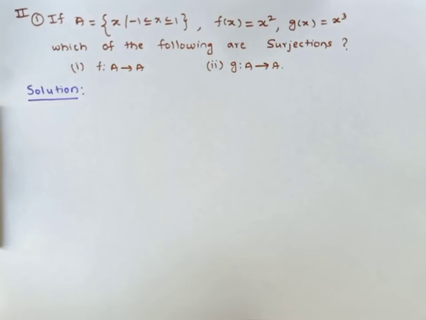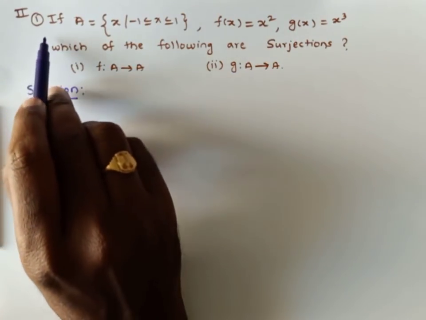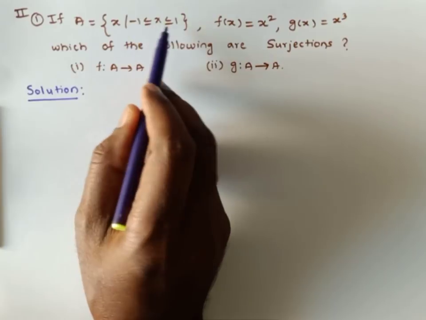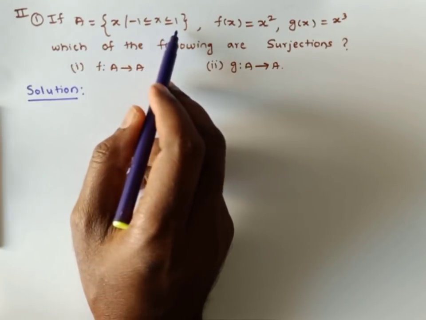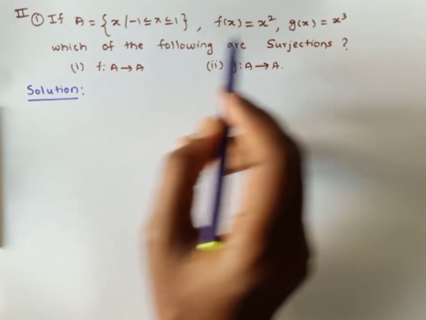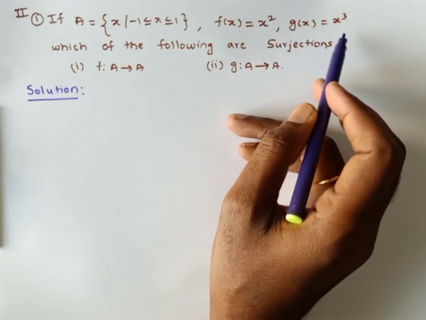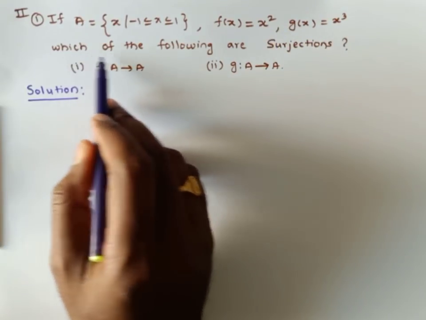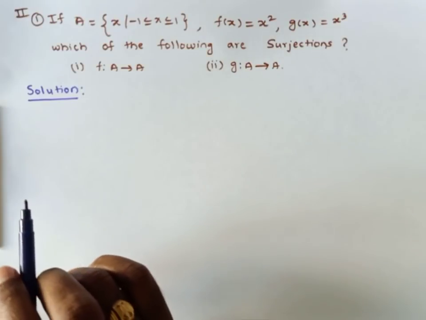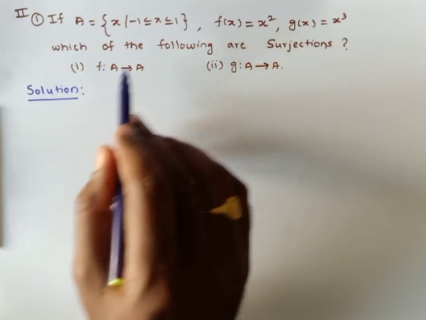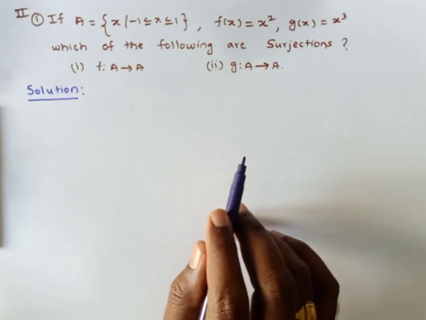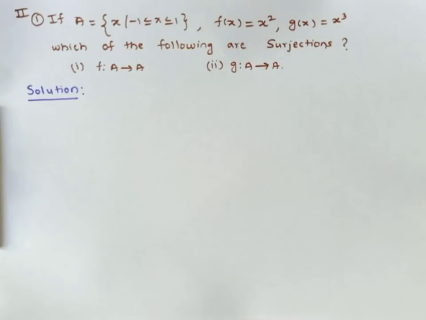So next, Roman 2, number 1. If A is equal to x such that x is from minus 1 to plus 1, minus 1 less than or equal to x less than or equal to 1, means you can write it as the closed interval minus 1 comma plus 1, right? And f of x is given as x square and g of x is given as x cube. Then which of the following are surjections? So there are two problems given. Which of them are surjections? Here f is a function from A to A, and g is from A to A. So we need to prove whether f is a surjection or g is a surjection.